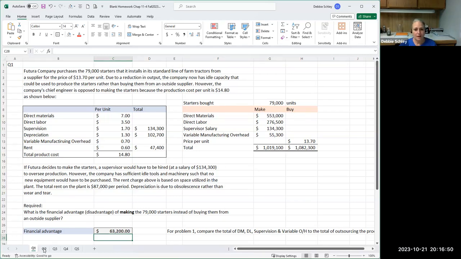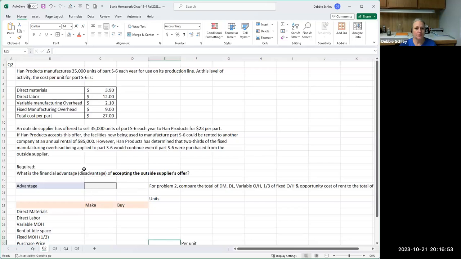Okay, on to question 2. Han Products manufactures 35,000 units of part S6 each year for use on its production line. At this level of activity, the cost per unit for part S6 is this. So they use 35,000 units to make these numbers. So then they gave me my direct materials, direct labor, all of the costs. Okay. An outside supplier has offered to sell 35,000 units of part S6 each year to Han Products for $23 per part.